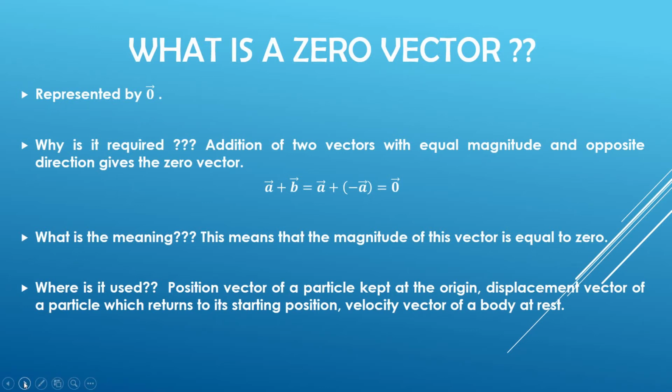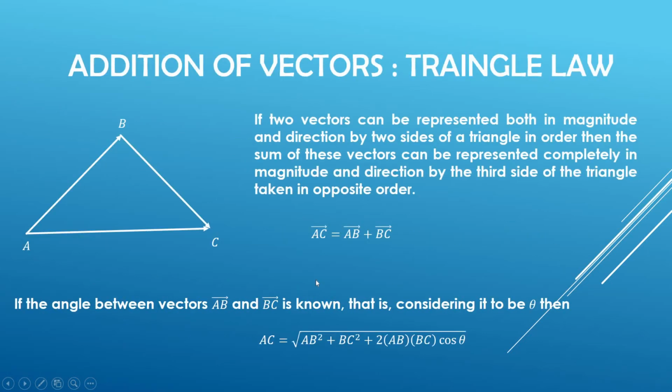Now let us learn about some laws that the vectors follow. The first law is the addition of vectors, how the vectors are added. This is known as the triangle law. You can see that this is a triangle. This law says that if two vectors can be represented by the two sides of a triangle taken in order. What do I mean by in order?